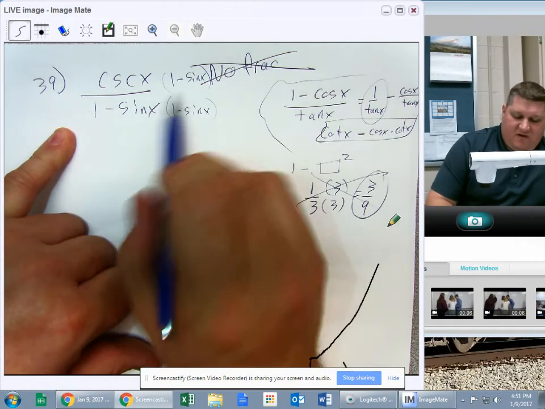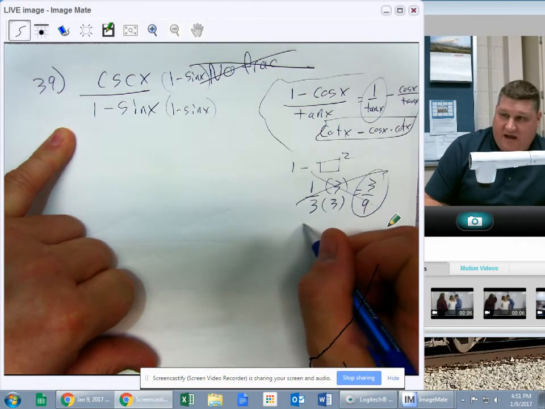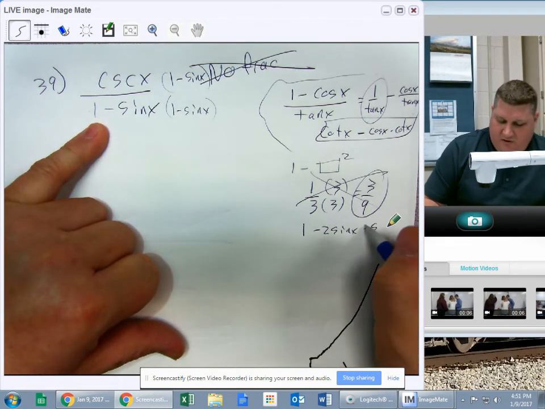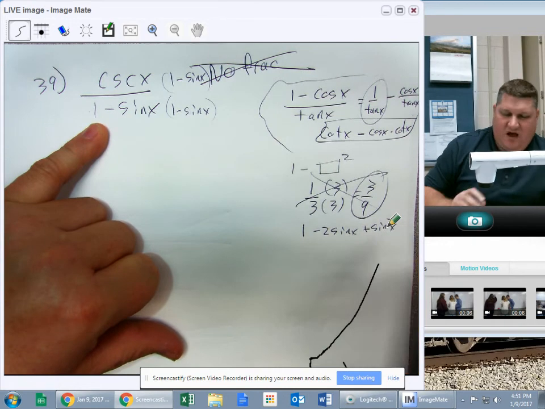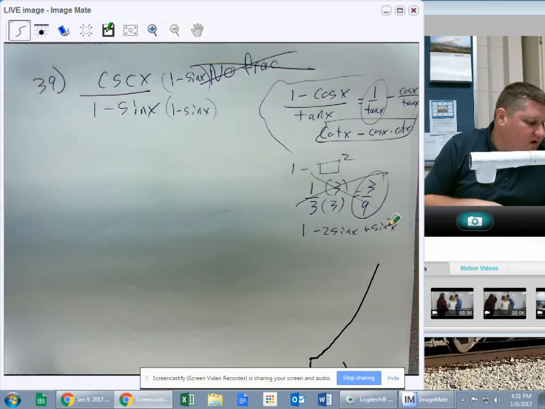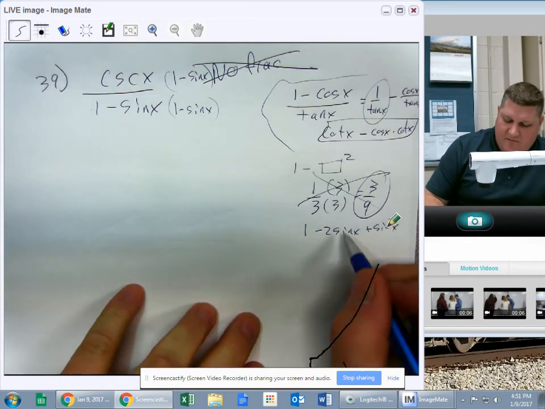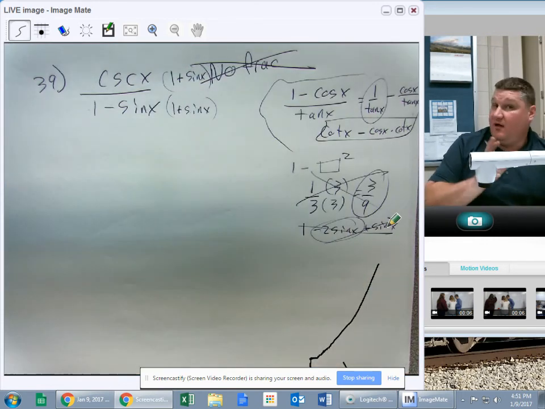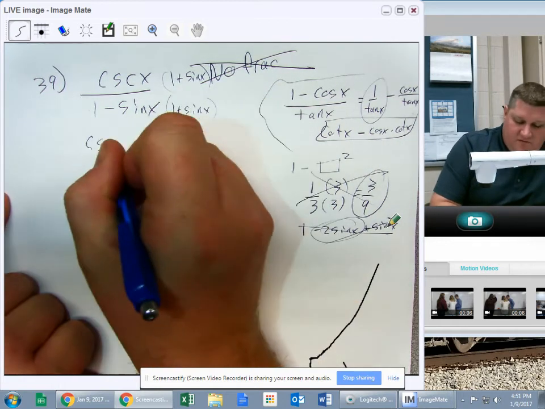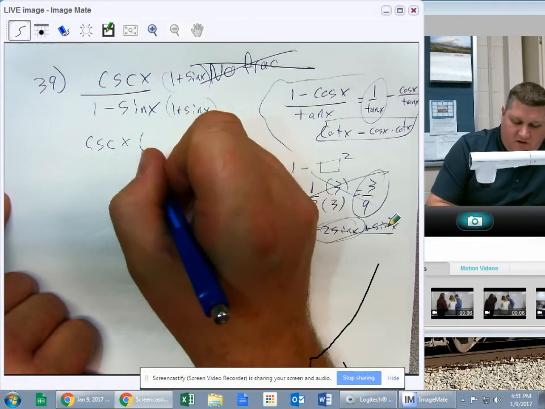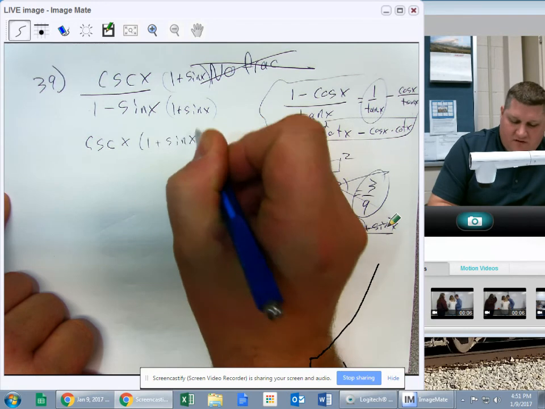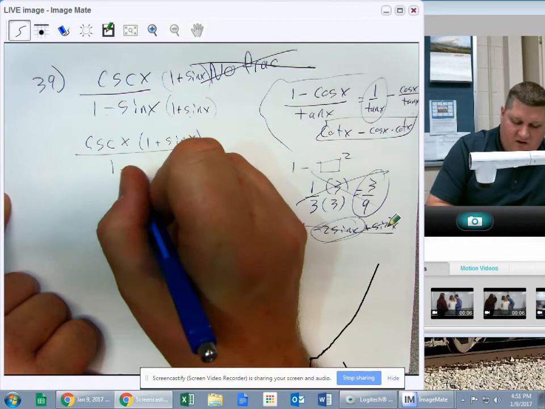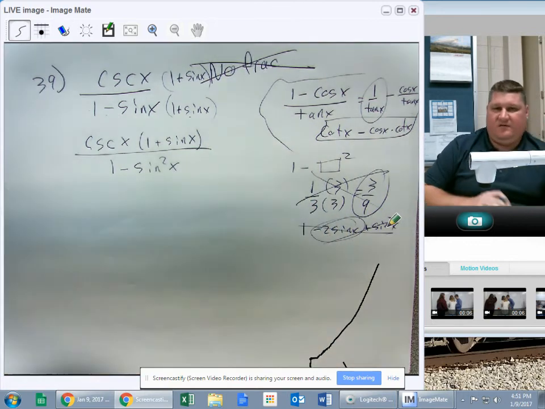Okay, but in this case, when I FOILed it, I would get 1 minus 2 sine x plus sine squared. Yuck, that's awful. I don't like that. That would give a middle term. What if I said 1 plus sine x? Ooh, 1 plus, that's helpful. Because now I have cosecant x times 1 plus sine x on top. I'm just going to leave that there for a minute. And here, because of the minus and the plus, I get 1 minus sine squared x.